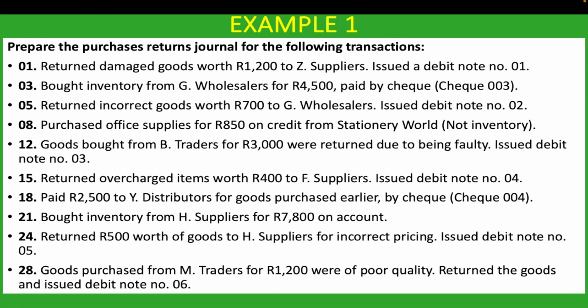So again, I'm going to say this. Only the goods that are returned to suppliers from whom we bought on credit will go into the purchases returns journal. Everything else probably goes somewhere else. It's good to know where those other things go, but I will mention where they go as we go along, and so we know it won't go into the purchases returns journal.